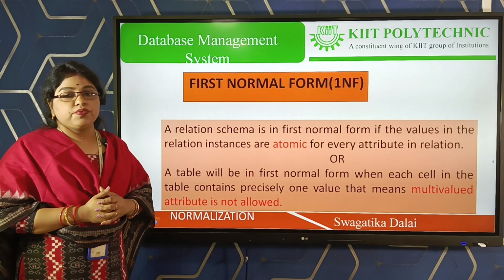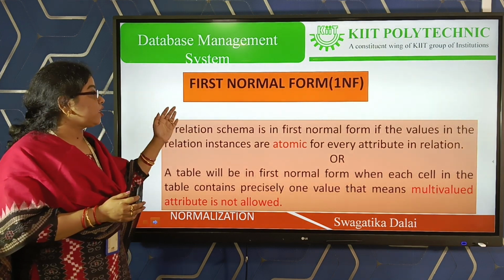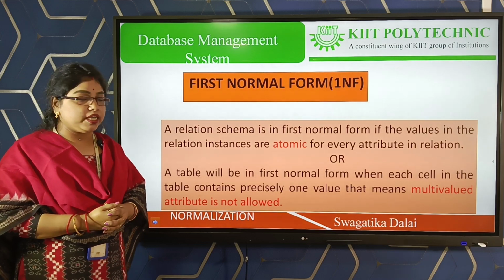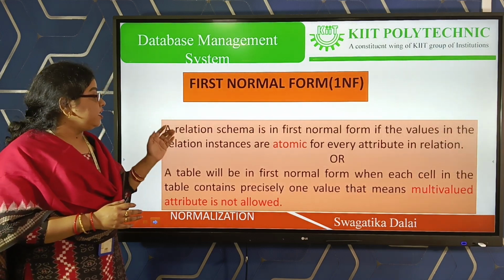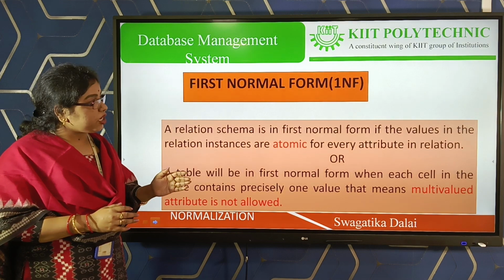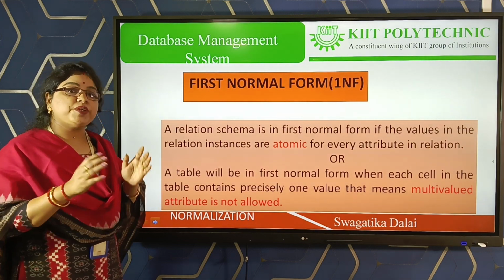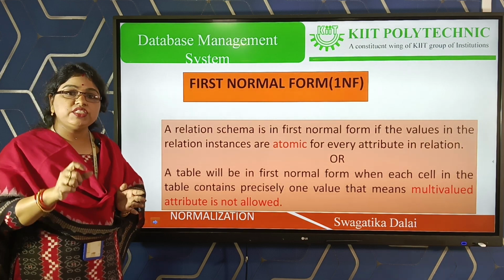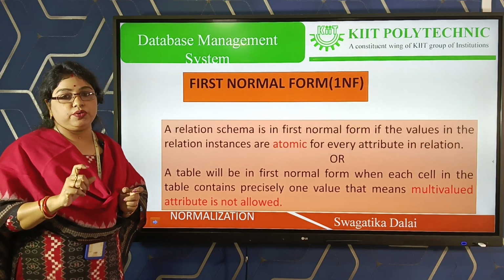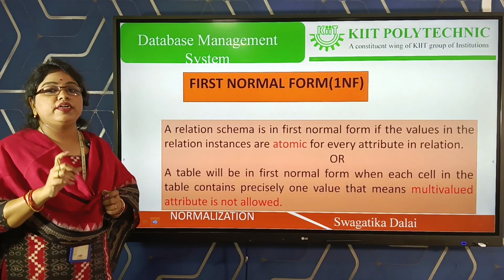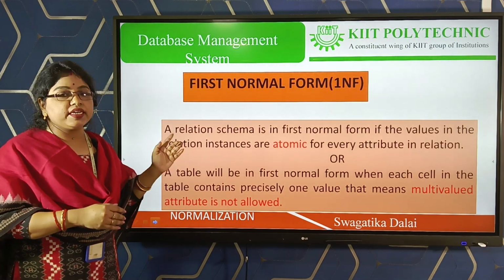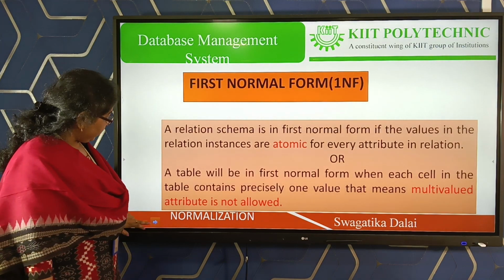First one is 1NF. The full form of 1NF is first normal form. So what is the guideline for this 1NF? 1NF says a relational schema is in first normal form if the values present in the data are atomic in nature. That means each cell contains an atomic value. That means multi-valued attributes are not allowed. We can understand this by taking an example. Let's see the example here.